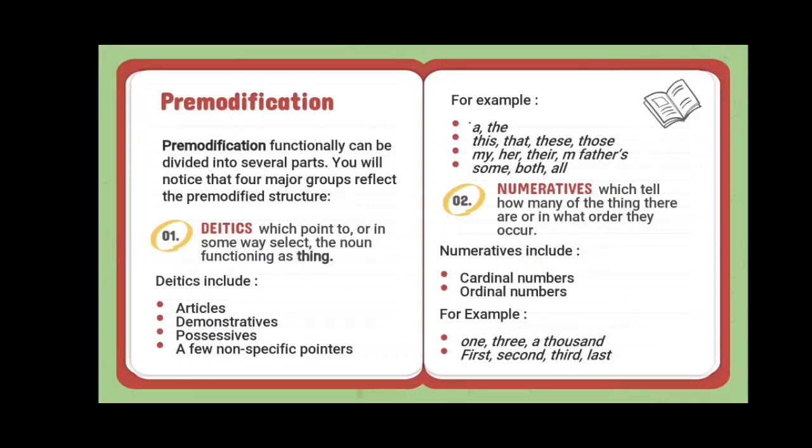And the second is numerative. Numerative tells how many of the things there are or in what order they occur. Numeratives include cardinal numbers, for example, 1, 3, 1,000. And the second is ordinal numbers, for example, first, second, third, and last.